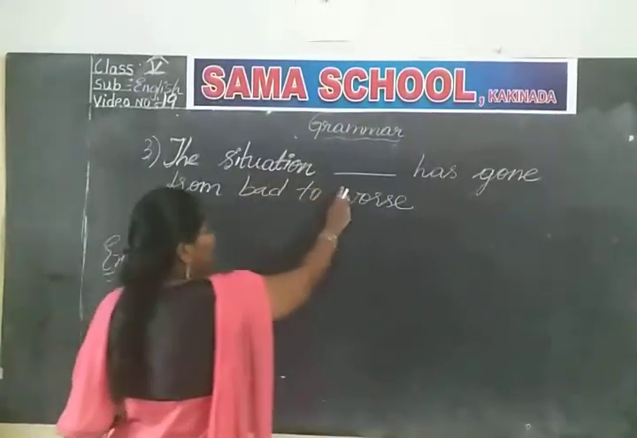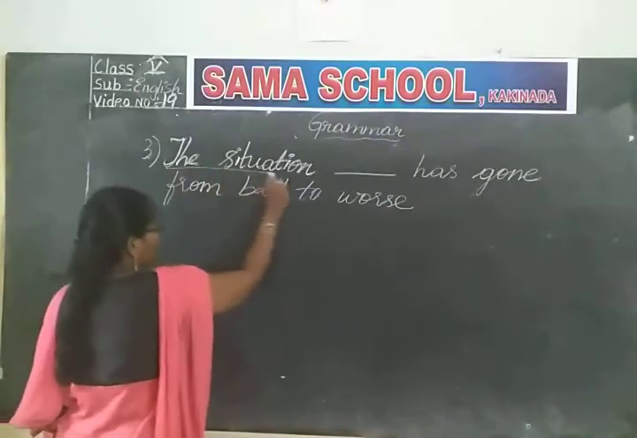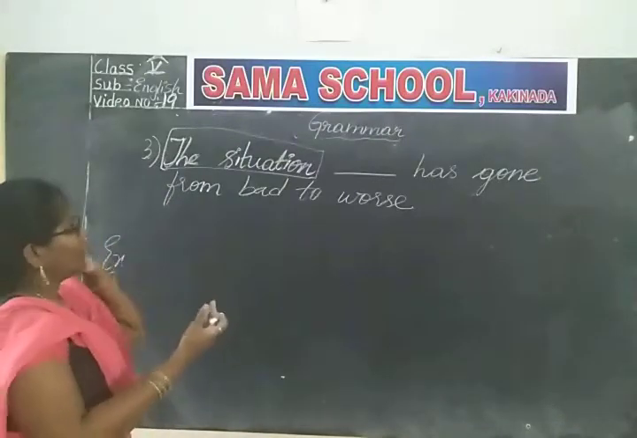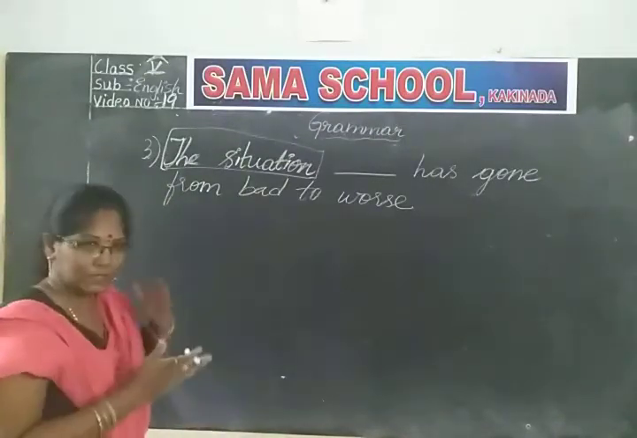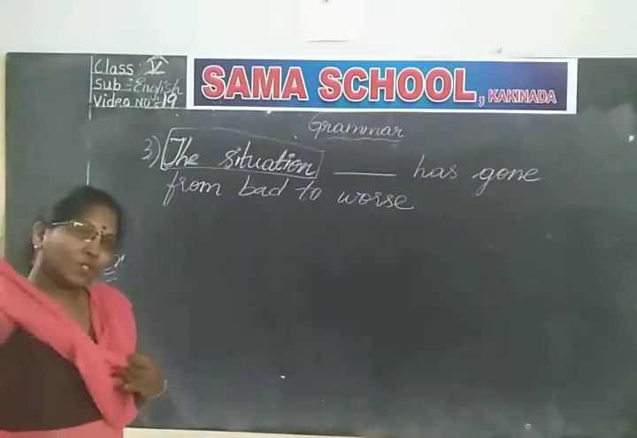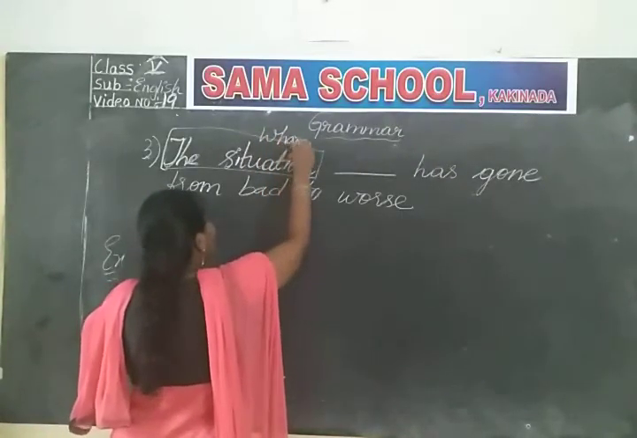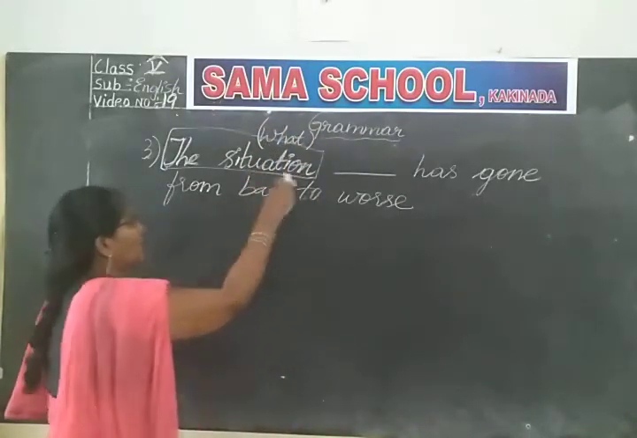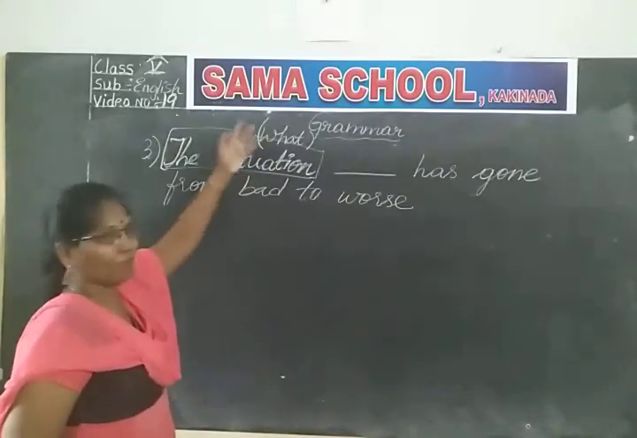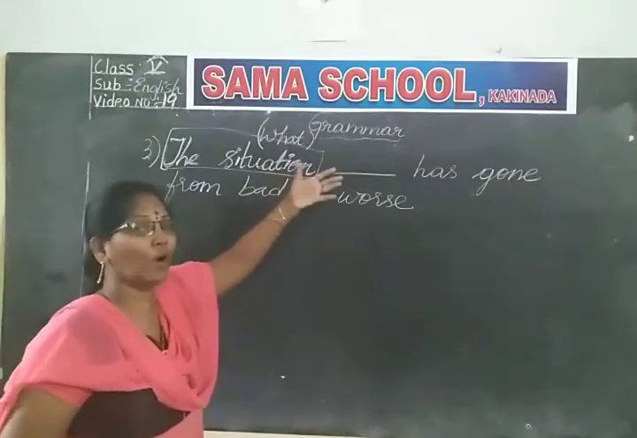The situation dash has gone from bad to worse. Here, the situation means some situation. It is not indicating a person or a place or an animal or a thing. That means it's completely associated with an incident. So for an incident, we have to pose a question with what. Understood? What has gone from bad to worse? Just now I told you the usage of who; along with that, what also we try. So what has gone bad to worse?